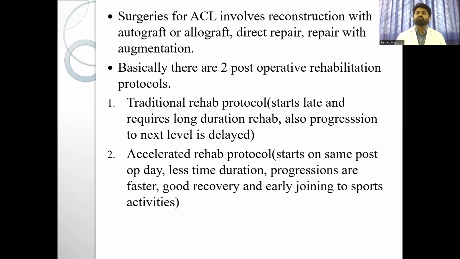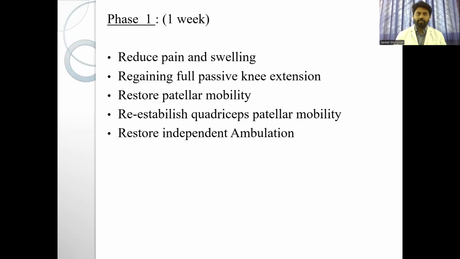Basically, there are two post-operative rehabilitation protocols. First is the traditional rehabilitation protocol, and second is the accelerated rehabilitation protocol. In the traditional protocol, it starts late, requires a long duration, and progression is slow, or you can say delayed. In the accelerated rehab protocol, it starts on the same post-operative day, takes less time, progression is faster, with good recovery and an early return to sports activities.